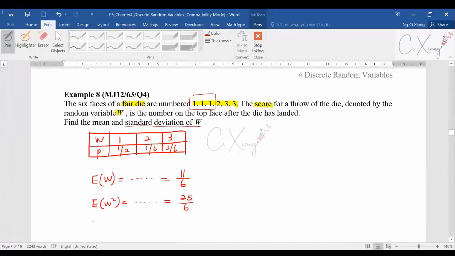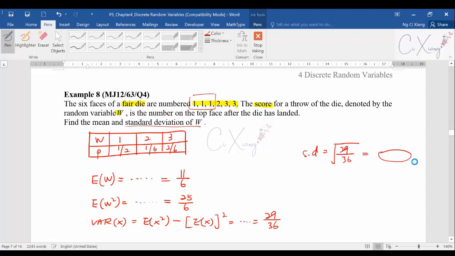And after that, for the variance, the formula is E(W squared) minus the mean squared. So for the variance, you should get 29 over 36. And then again, to get the standard deviation, you just take the square root. So square root of 29 over 36. What's the answer? I don't know, but you just try to find out and put it in 3 significant figures. So this question is also very simple.